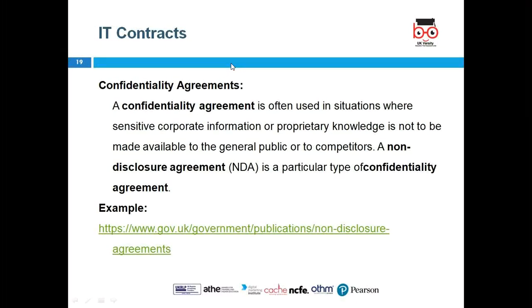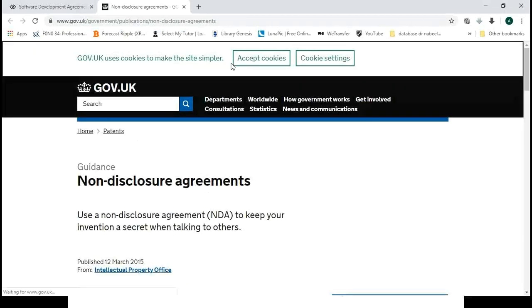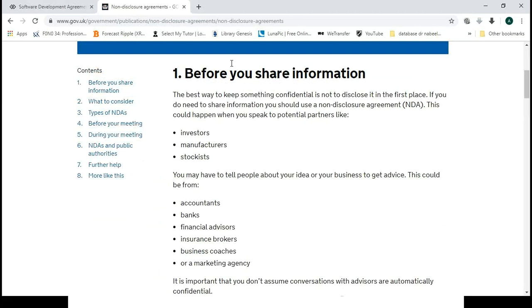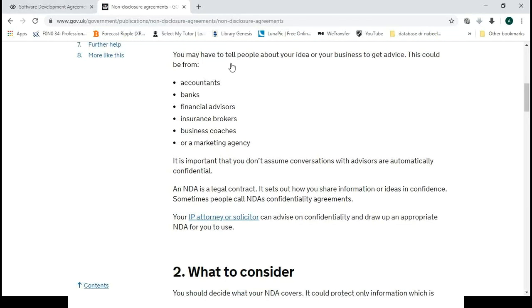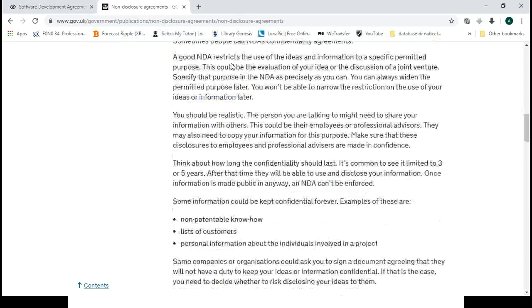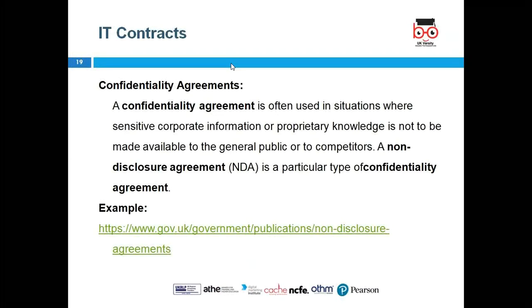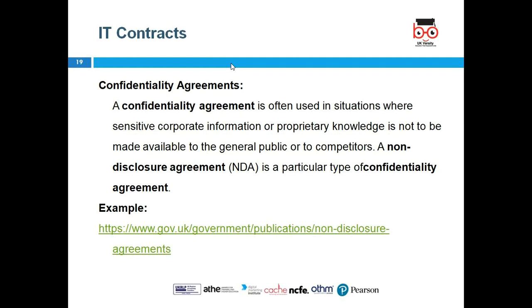Then the confidentiality agreement. A confidentiality agreement is often used in situations where sensitive corporate information or proprietary knowledge is not to be made available to the general public. An example of this is also given on the government website, which is basically the non-disclosure agreement. It could be done for investors, manufacturers, stockists, accountants, banks, financial advisors, insurance brokers, business coaches, or marketing agencies. You need to use this in certain situations when you really want to keep the information secret.